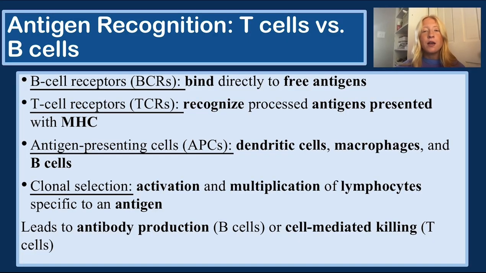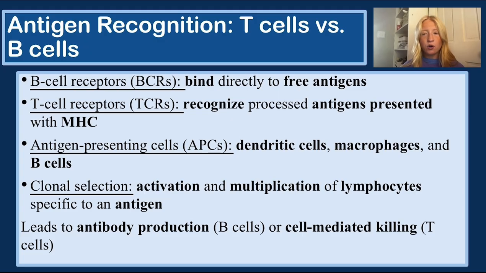And so now we're going to talk about antigen recognition. This is how B and T cells work in different ways. B cells have receptors that can bind directly to antigens, and they float freely in the body. T cells, on the other hand, require antigens to be processed and then presented by another cell, usually with an MHC molecule, before they can recognize it. The cells that perform this task are called antigen-presenting cells, and these include macrophages, dendritic cells, and B cells.